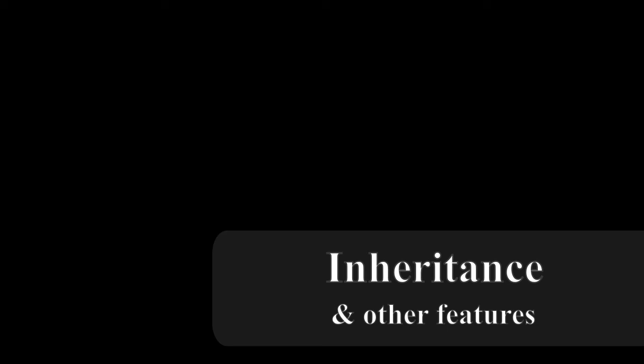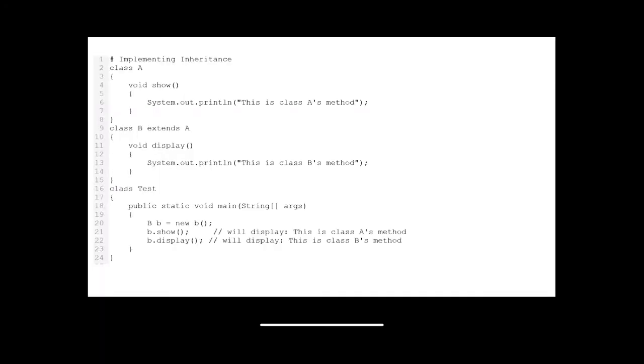Hello everyone. Today we are going to understand what inheritance is using code. First, see what exactly inheritance is. Let's suppose over here I have a class A having a method show, and a class B that is inheriting A using the keyword extends. Inside class B, I also have a method display.